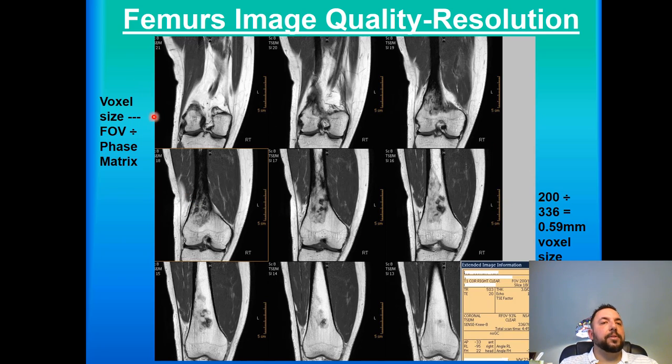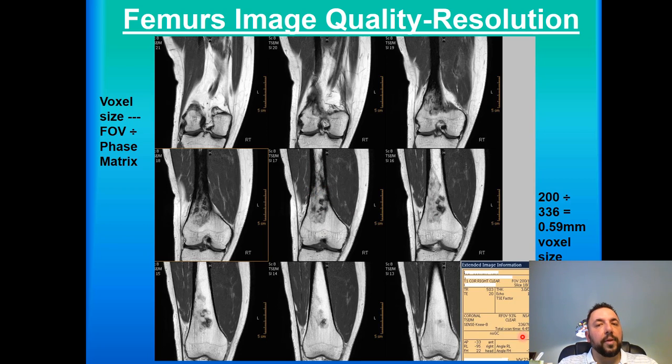So let's establish our voxel size. The formula for voxel size in MR is field of view divided by matrix equals your voxel size. So in the first image we looked at that gave us adequate spatial resolution, or adequate detail, we employed a 200 millimeter or 20 centimeter field of view, and we utilized 336 for our acquired resolution or matrix. So 200 divided by 336, our voxel size is 0.59, and let's just say 0.6. 0.6 millimeters means you have the ability to distinguish between adjacent structures.